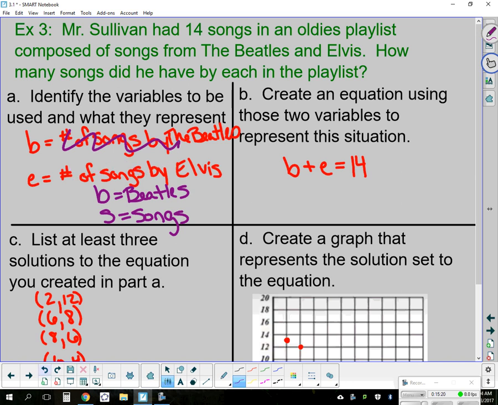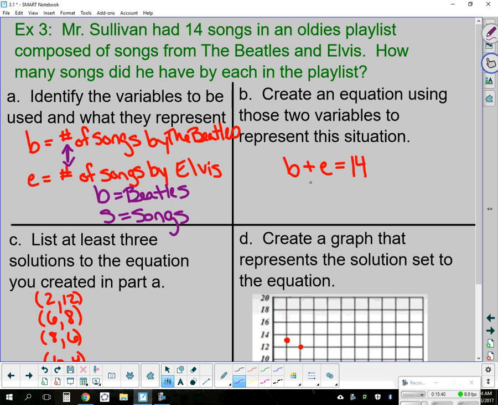That's not enough. It's not enough just to say it's the number of songs. You have to say which person's doing them or which group. So be very specific. Also, indicate whether it's a number or a dollar amount, what are you actually talking about? So be as specific as you can when you identify your variables.